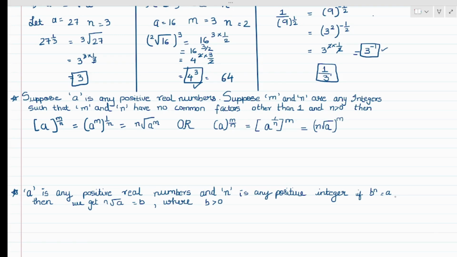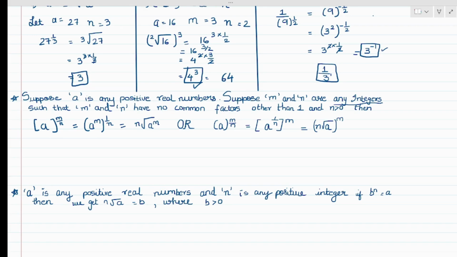Moving ahead to the next, which I can't say is a perfect law, but in some cases we use this. It says suppose a is any positive real number, which we have already considered. We have already taken a as mostly a positive real number, where m and n are integers. Now this case is new. We are taking m and n as any integers. That means they can be negative numbers as well, such that m and n have no common factors other than 1. So n will be greater than 0.